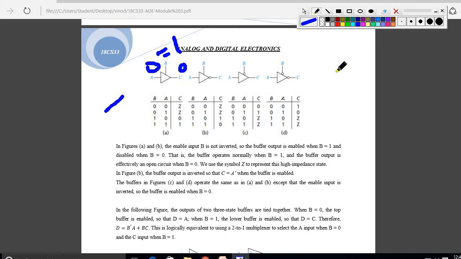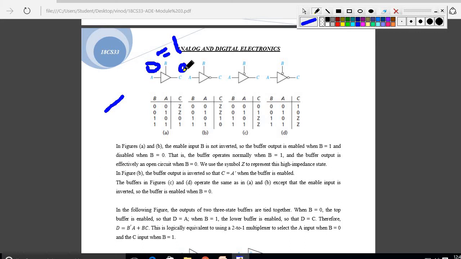Simple concept. When B is equal to 0, the output should be in high impedance state irrespective of the A input value. Is it clear? And if B is equal to 1, then C is equal to A. If A is 0 or 1, C is always equal to A. These are the two points you have to remember. When B is equal to 0, C acts as an open circuit, there is no current flow across it, so the output should be in a high impedance state. That's why it is written as Z.